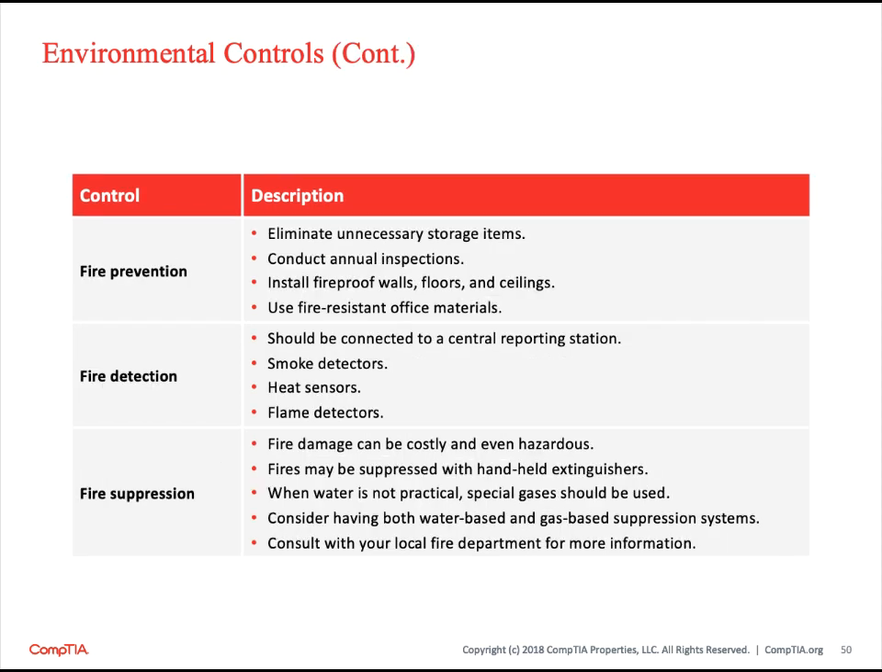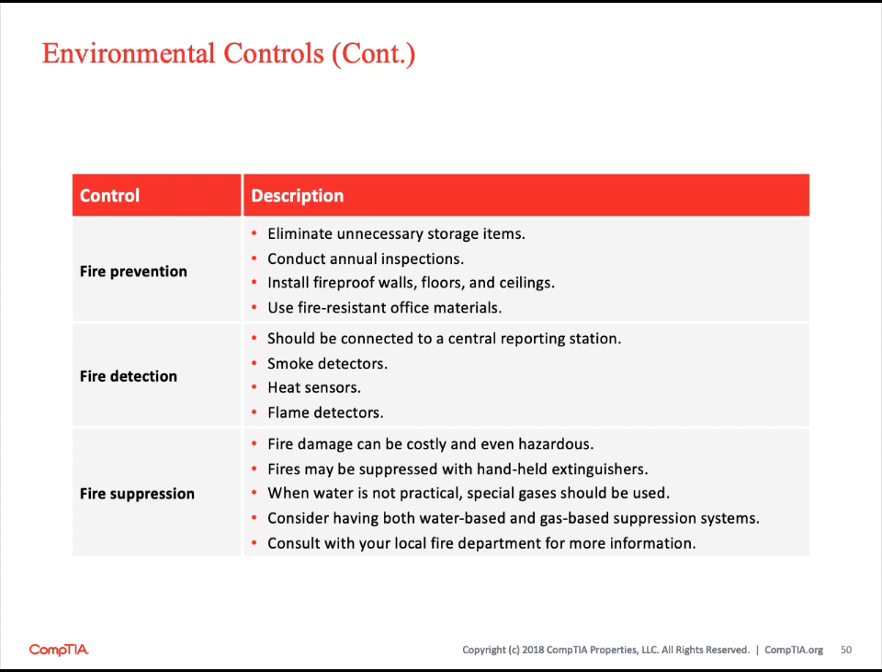Continuing on with these environmental controls, we have fire prevention. Of course, the first rule of fire protection is going to be fire prevention, right? Fires are prevented by eliminating unnecessary storage items and conducting annual inspections. You might want to include the fire department with this and review our computer room controls. We may want to install fire suppression systems, fireproof walls, floors and ceilings, and use fire resistant materials.